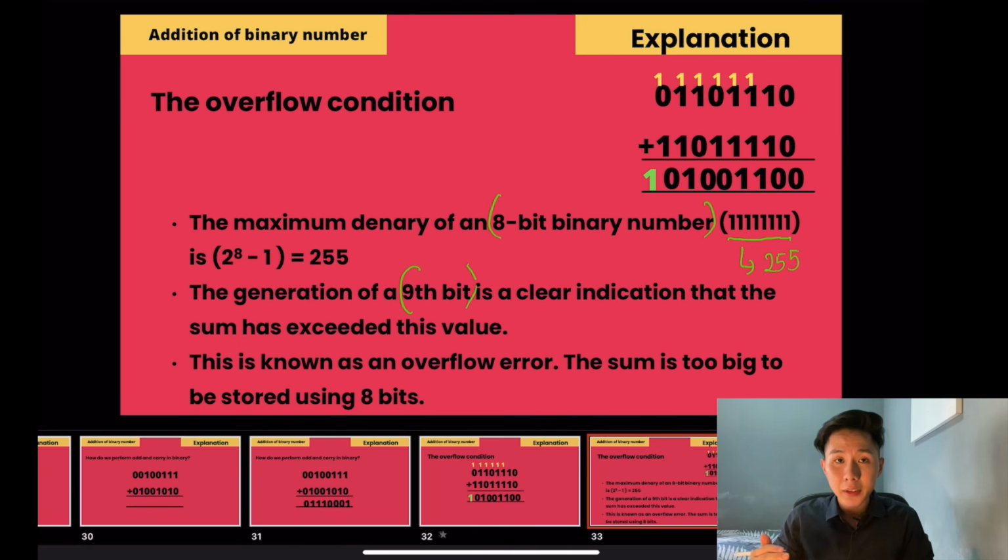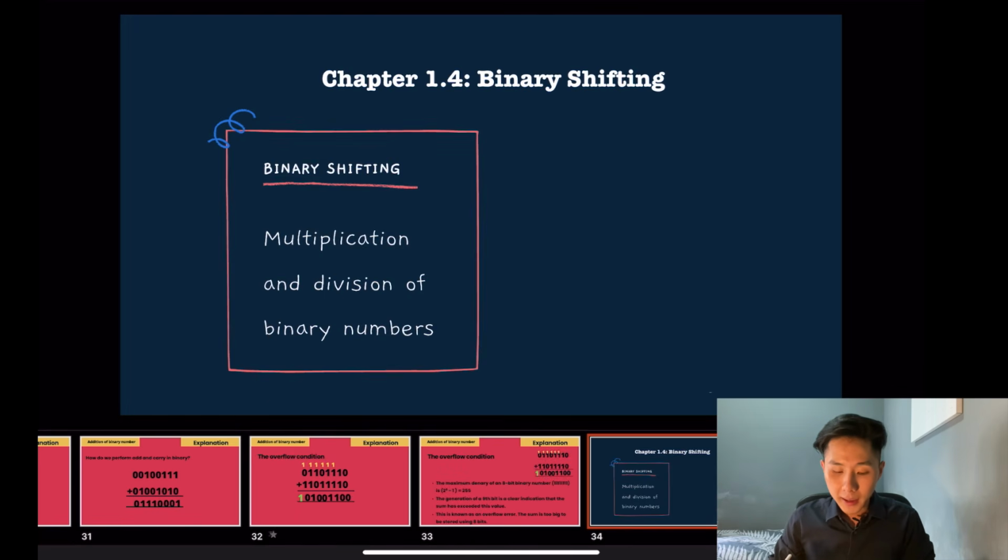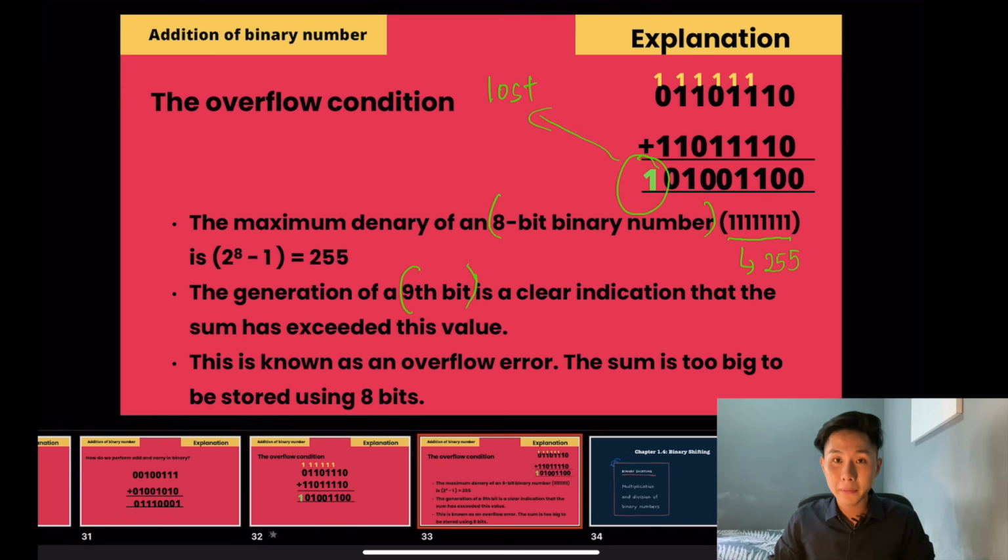But we know that when we add two numbers together, there is a chance for the result of this summation to exceed this value. And this is how the ninth bit is generated. This is called an overflow error, which means there is a risk that this extra bit generated here, the green color one, will be lost. The sum is too big to be stored using just 8 bits. Okay, so that's how we do addition and the overflow problems that we might face when we do this.